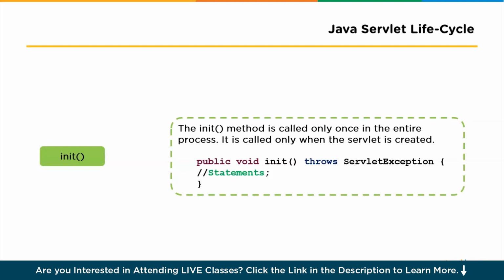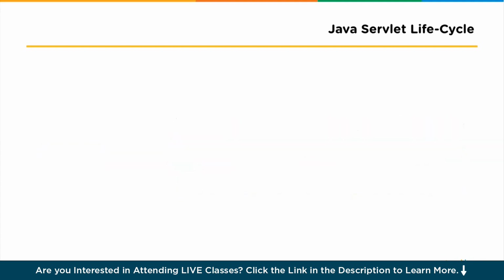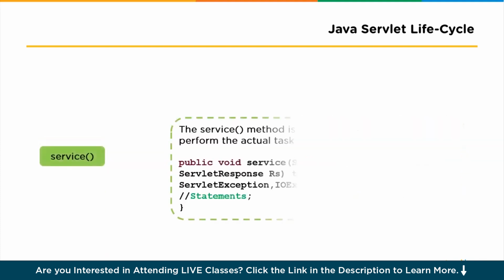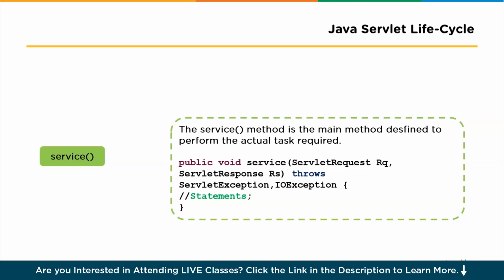Followed by the init method, we have the service method. So what is the service method? The service method is the main method that performs the actual task. The servlet container, that is the web server, calls the service method to handle requests from the client or the browser and to write the formatted response back to the client. Each time the server receives a request for the servlet, the server spawns a new thread and calls service.